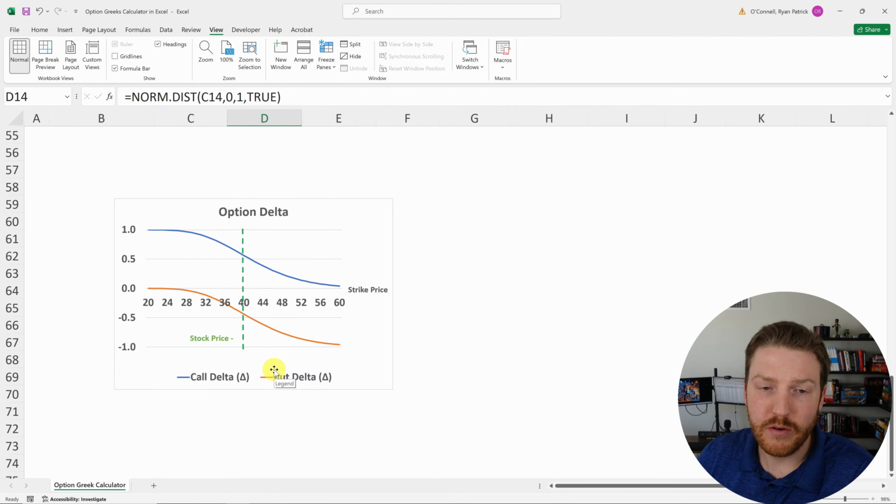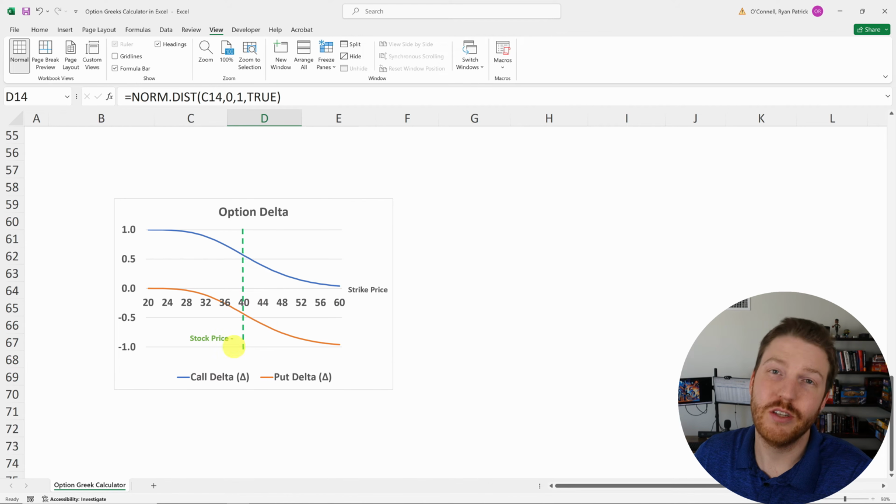So with the put, if I own a put that has a strike price of $60, that means if the current underlying stock price is $40, I can sell something for $60 that's only worth $40. I'm up $20. So I'm actually in the money when my strike price is above the underlying stock price. So I'm near a -1 value.